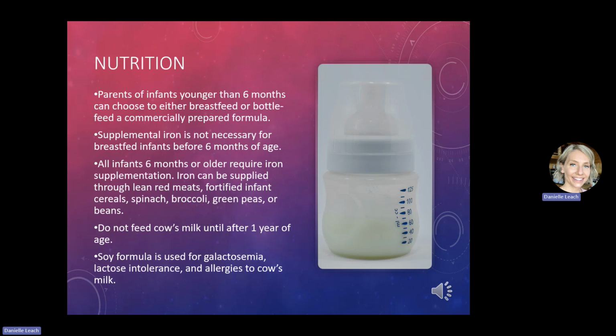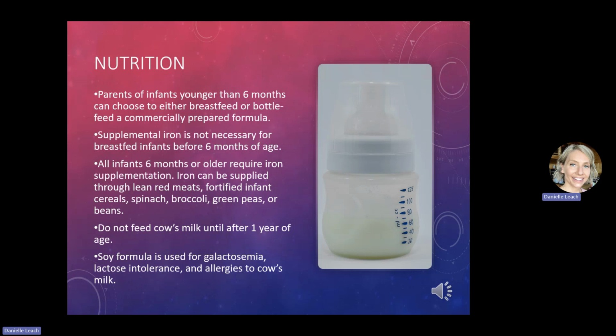Another thing we want to educate parents about is not feeding cow's milk until they're at least 1 year of age. And this is, again, because of iron. Cow's milk is very low in iron naturally, and it's also low in fat, depending on which kind you get. But it's not nutritionally complete, and parents should wait until they are 1 year of age.